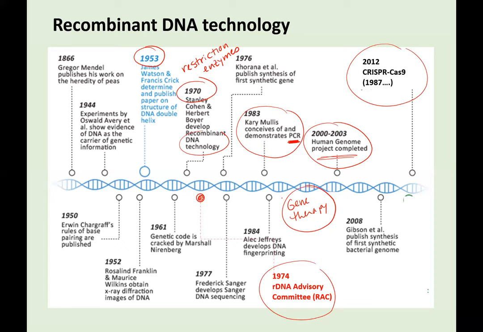So understanding recombinant DNA technology, the basics of how we manipulate DNA in the lab, is going to help you understand how we make genetically modified organisms and how we make recombinant mRNA vaccines and how we do gene therapy and how we do CRISPR. So this may seem a little dry, but it's really important technology that's allowing us to manipulate genetic material.